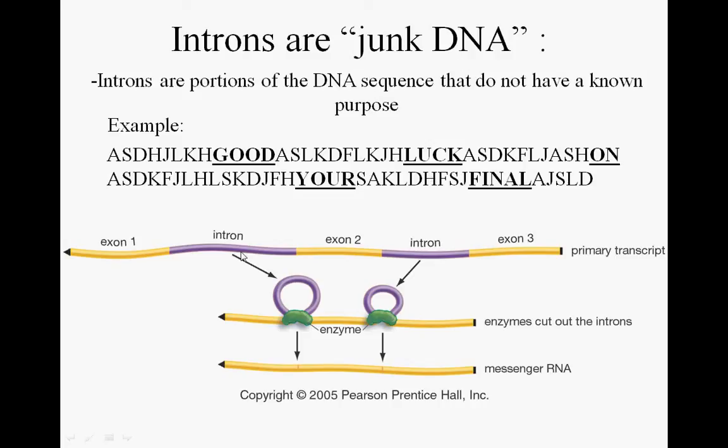Well, what we can do is cut out the part that doesn't make sense with restriction enzymes. And when we do that, you have a clean part that simply makes sense. Good luck on your final. So you can cut out the introns, or the junk DNA, with the restriction enzymes, and all you're left with is the exons.